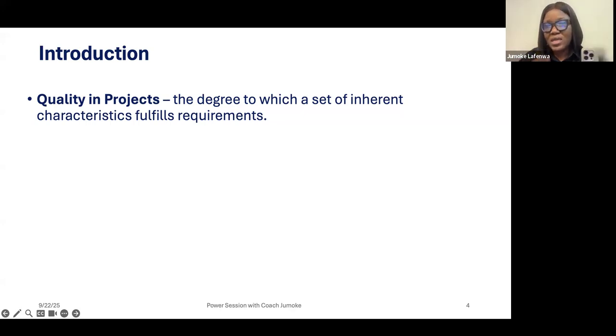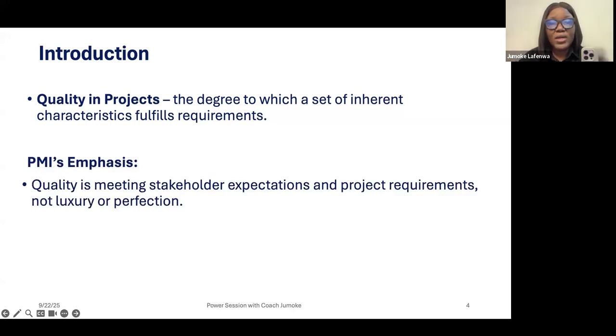Now, quality in project management is for the project to be able to deliver what we would use as a form of measurement to determine that the requirements have been satisfied. That is quality. PMI's emphasis is on quality is meeting stakeholder expectations and project requirements, not luxury or perfection. Sometimes some people would ask that, what about giving extra? PMI does not subscribe to extra. Extra is referred to as gold plating.